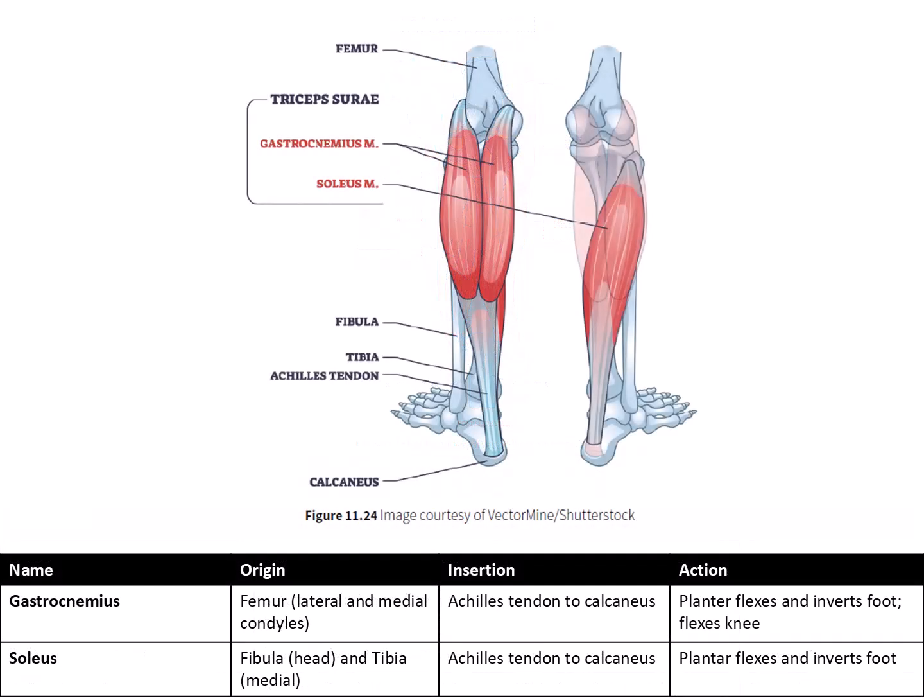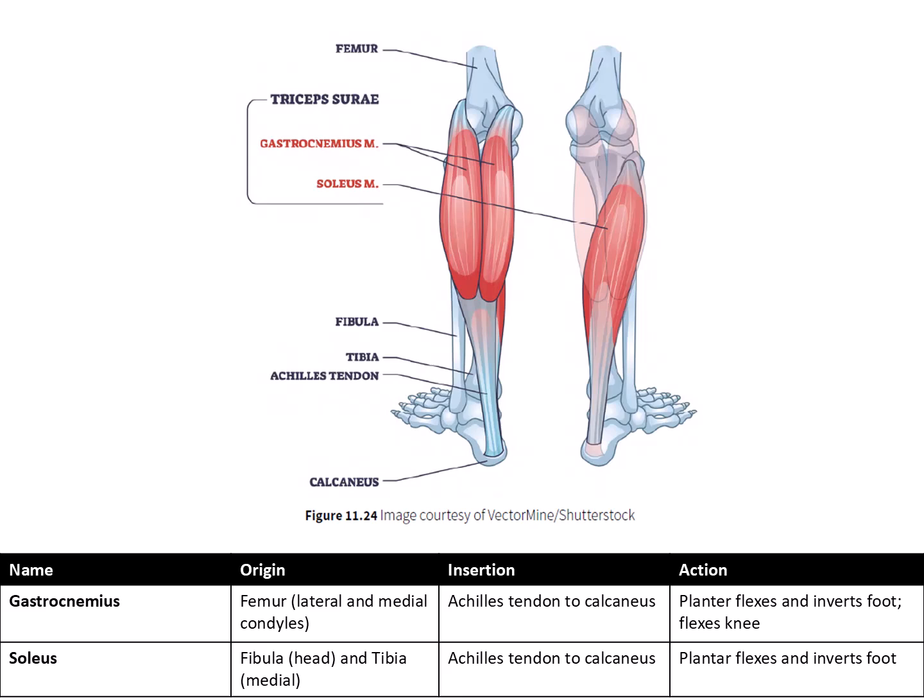The last 2 muscles to talk about are gastrocnemius and soleus. These are the muscles of the calf region. Gastrocnemius has 2 heads, and they originate from the lateral and medial condyles of the femur and insert on the calcaneus by way of the Achilles tendon. When this muscle contracts, it will plantar flex and invert the foot. It can also flex the leg.